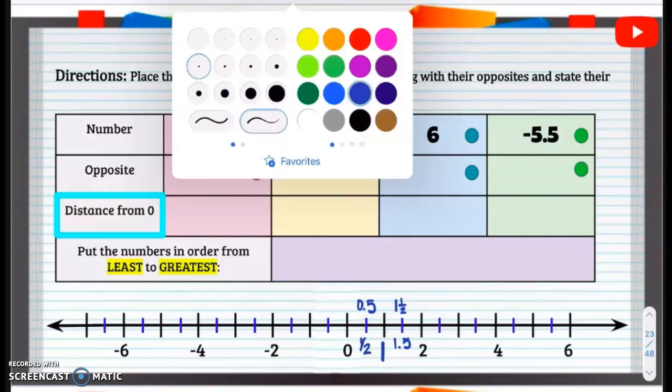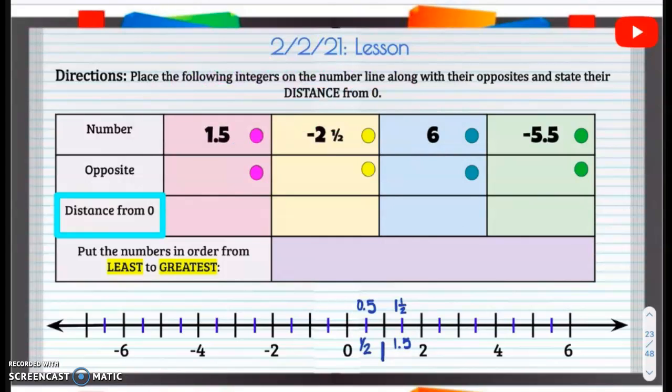Let's take a look. The opposite of 1.5. So I'll plot 1.5. So here's that 1.5 in between 1 and 2. The opposite of 1.5 is going to be -1.5. So we'll go -1 and 1/2. Now remember, their distance from 0 is still going to be that 1.5, just like what we were talking about yesterday.